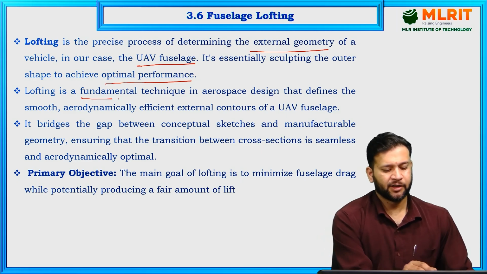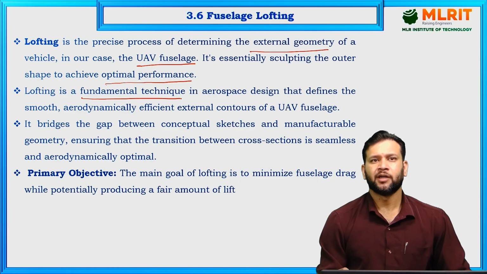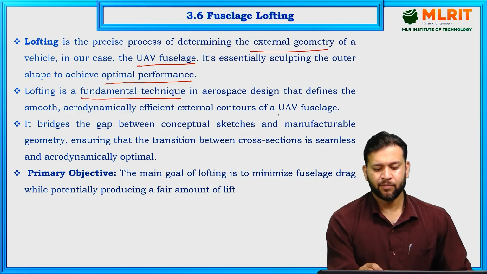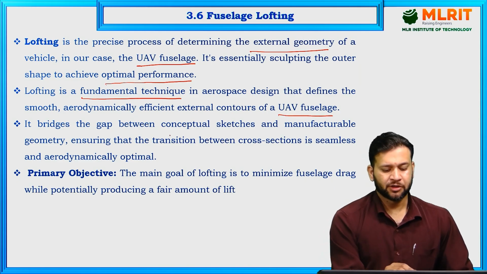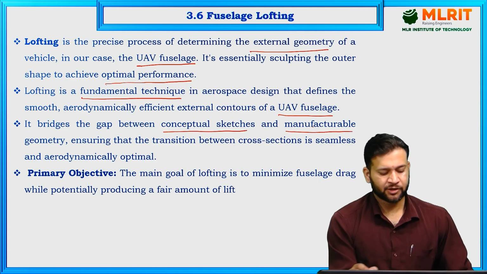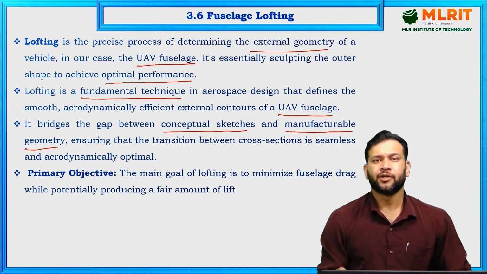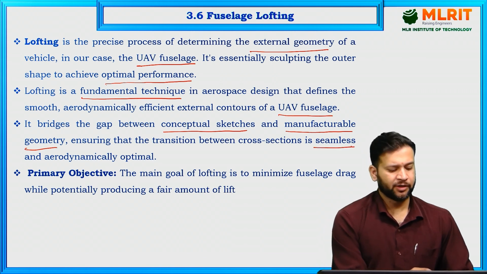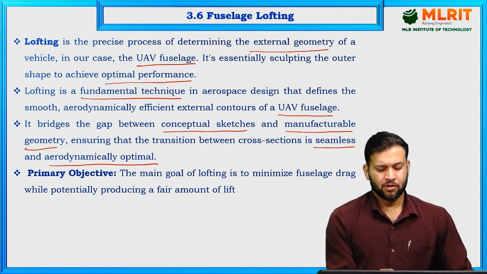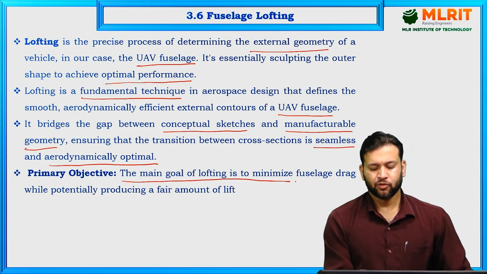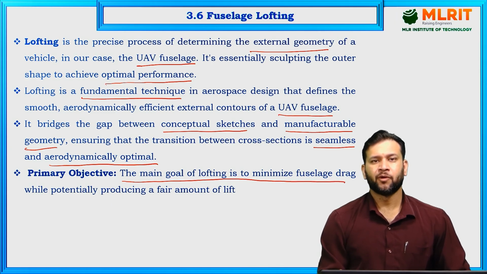Lofting is a fundamental technique in aerospace design that defines the smooth, aerodynamically efficient external contours of an unmanned aerial vehicle fuselage. It bridges the gap between conceptual sketches and manufacturable geometry, ensuring that transition between cross sections is seamless and aerodynamically optimal. The primary objective of this lofting is to minimize fuselage drag while potentially producing a fair amount of lift.